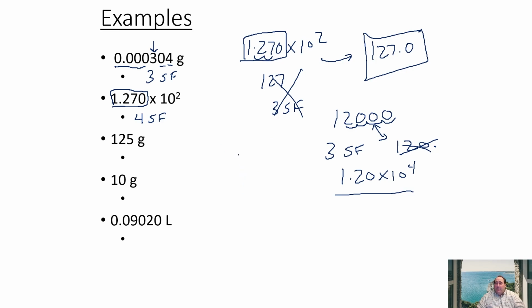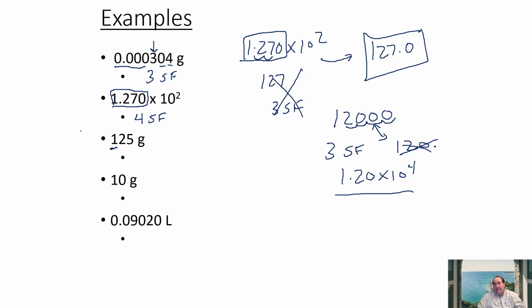So as I mentioned earlier, sometimes the only way to get it to the proper number of significant figures is to write it in scientific notation. There would be no way to write 12,000 with 3 significant figures and still have the right meaning. So you want to make sure you keep that in mind.